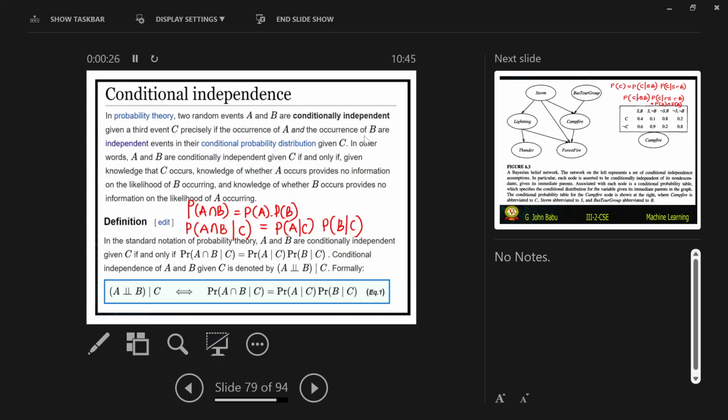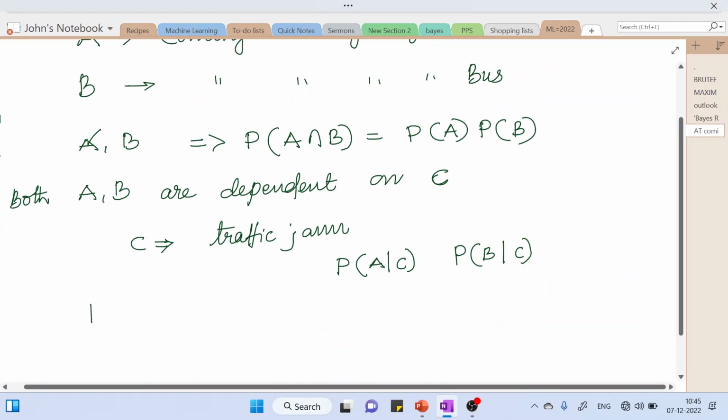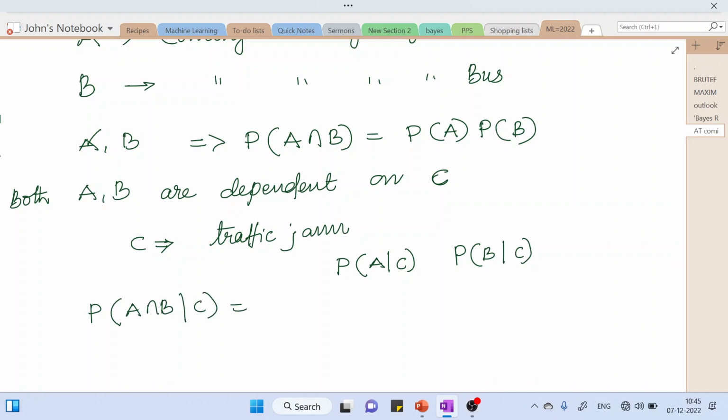but given C, the knowledge that A occurs will provide no information about B occurring, and the knowledge of B doesn't provide any information about the likelihood of A. Then we call them conditionally independent given C. So here we write the probability of A and B given C is the probability of A given C and probability of B given C. This is called conditional independence.